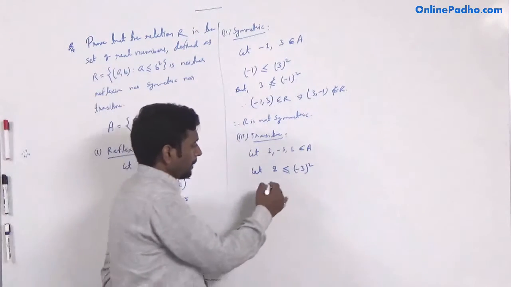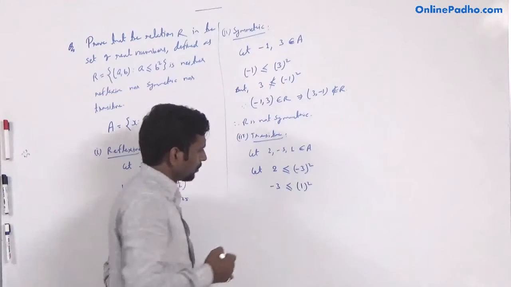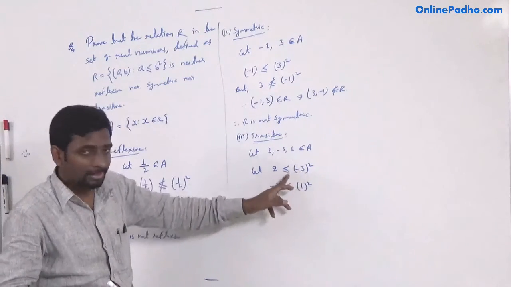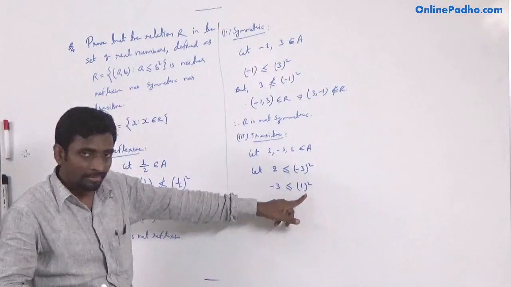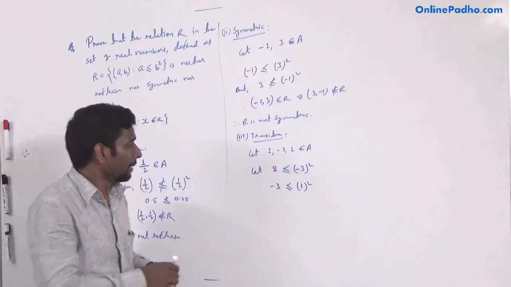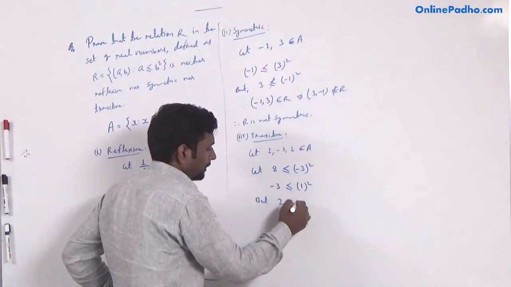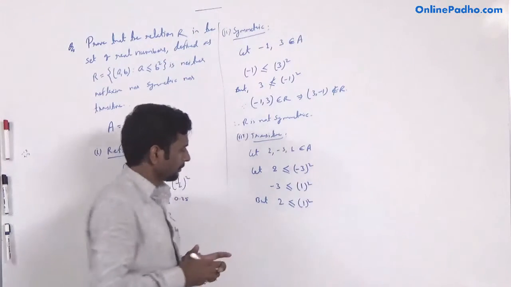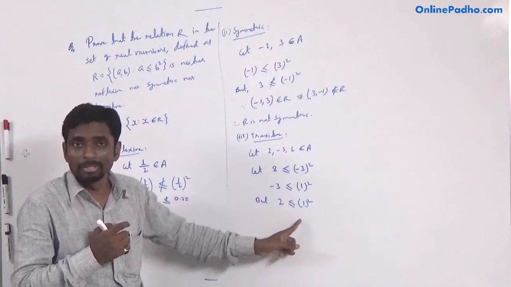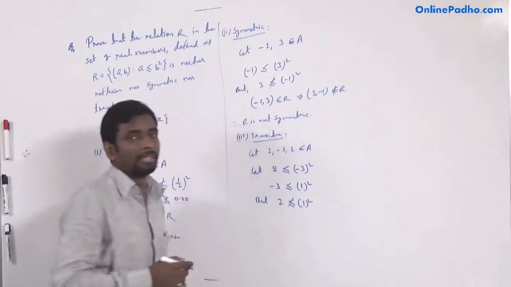And -3 is less than or equal to 1 square. Yes or no? 2 is less than or equal to 9. -3 is less than 1. -3 is a negative value. This is less than 1. But is 2 less than or equal to 1 square? No. 2 is not less than or equal to 1.